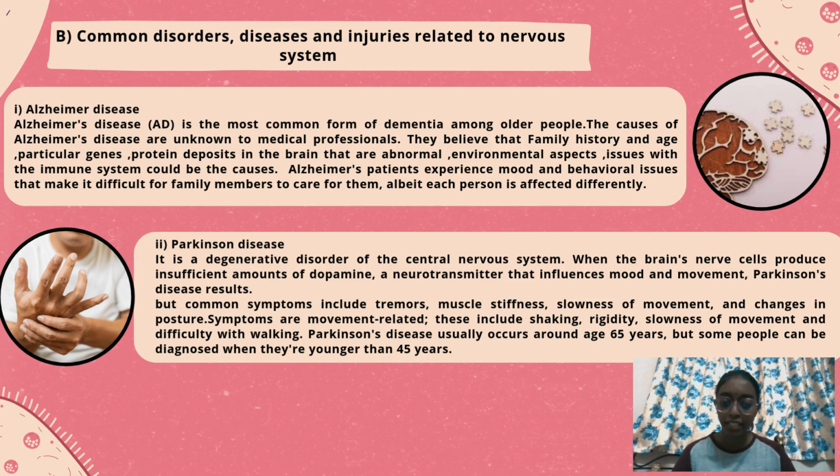Symptoms are movement related. These include shaking, rigidity, slowness of movement, and difficulty with walking. Parkinson disease usually occurs around the age of 65 years, but some people can be diagnosed when they are younger than 45 years.